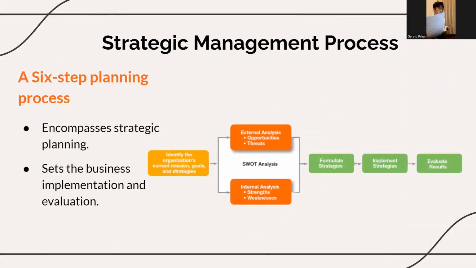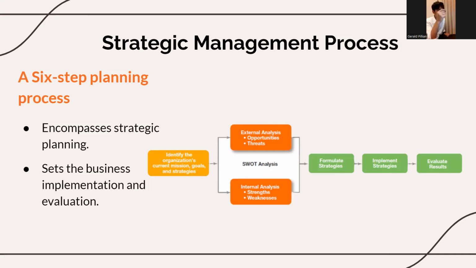So I explained to you what strategic management is, pretty much summarized it. Overall, if you want to put it bluntly, it's strategies and tactics of how you would control your company and or run it, or how managers would generally put things together. And here I've prepared a graph of sorts, the strategic management process, and it's a six-step planning process. So it's quite simple actually. It's not that complicated. It encompasses strategic planning, setting the business, implementation and evaluation.